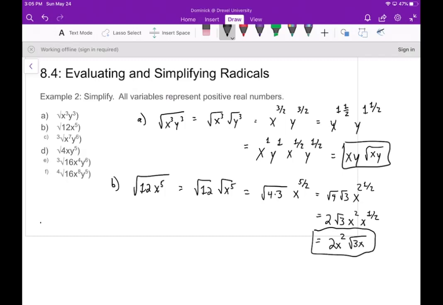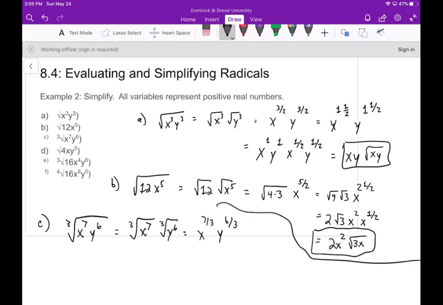Okay. Part C, the cube root of x to the 7th, y to the 6th. So first we'll separate. Now if I write this in fractional form, I'm going to get x to the 7/3, y to the 6/3. So now as a mixed number, this is x to the 2 1/3 times y squared. So we're just going to get x squared, y squared times the cube root of x.